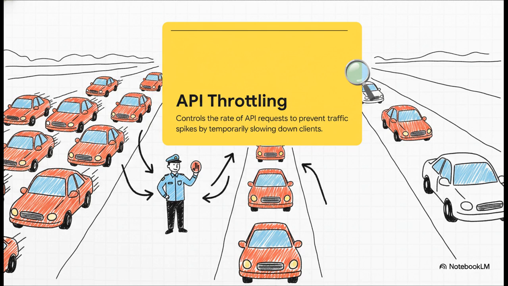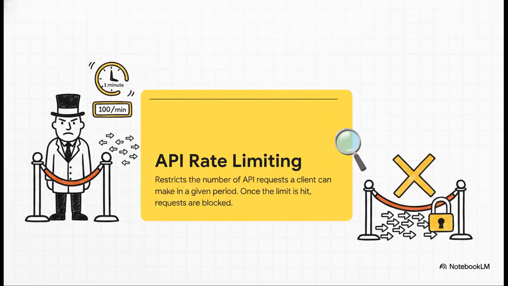The idea is to weather a sudden storm of activity and keep the service running for everyone, even if things get a little bit slower for a while. Rate limiting, though, that's a totally different beast. Think of it more like a strict bouncer at an exclusive club. It sets a hard, non-negotiable cap. You get, say, 100 requests per minute. You hit 101? Sorry, you're blocked. You'll have to wait. This is all about preventing abuse and protecting your resources.